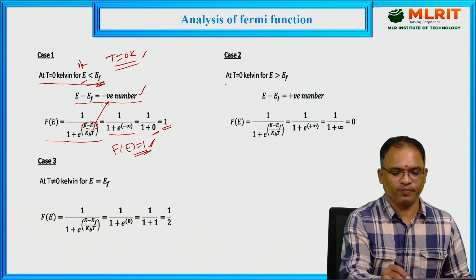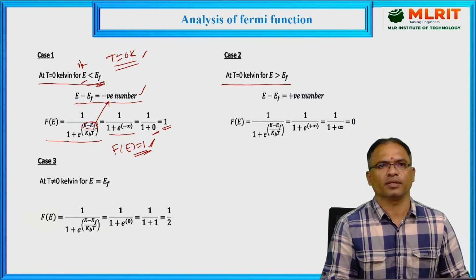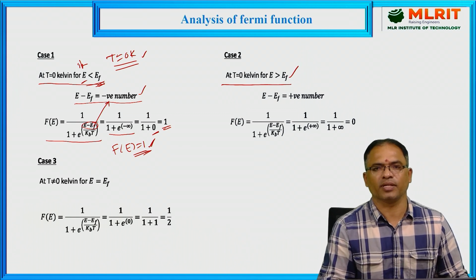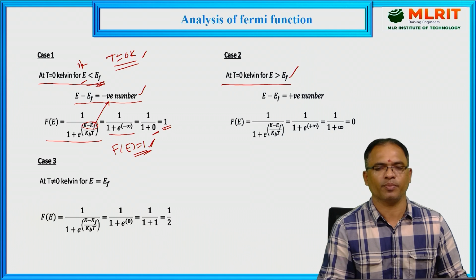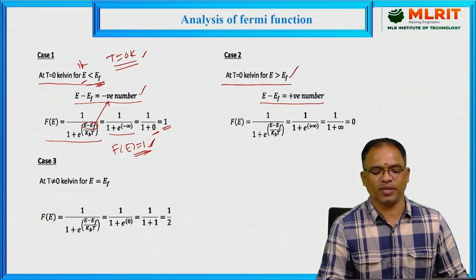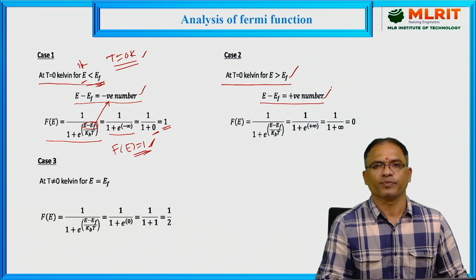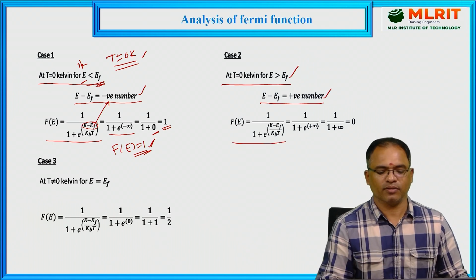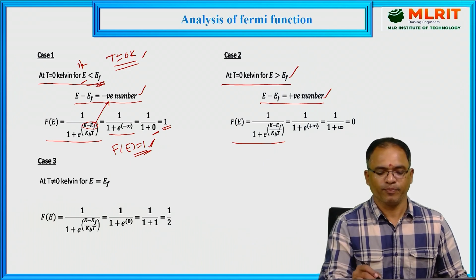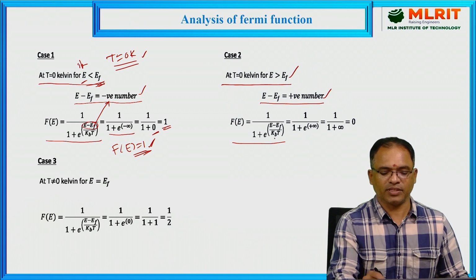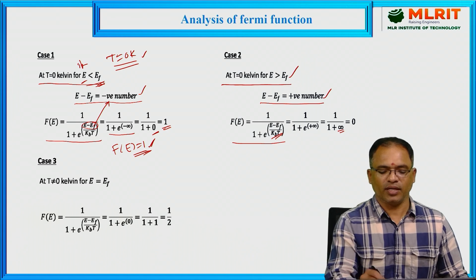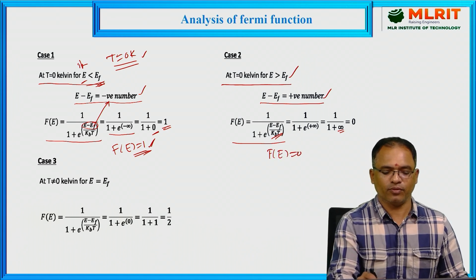Now case 2. At T equal to 0, another condition we are taking: if E greater than EF. If the energy of the energy level is greater than Fermi energy, what happens to the Fermi function? In this case, if E is greater than EF, E minus EF becomes a positive number. Using this in the Fermi function, F of E equal to 1 by 1 plus exponential of (E minus EF) by kT, we know 1 by 1 plus exponential of plus infinity, e power infinity is infinity again. So finally this expression will become F of E equal to 0.